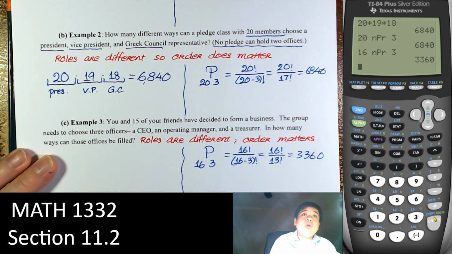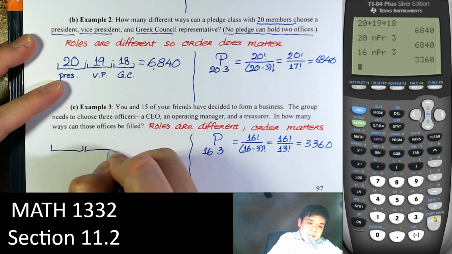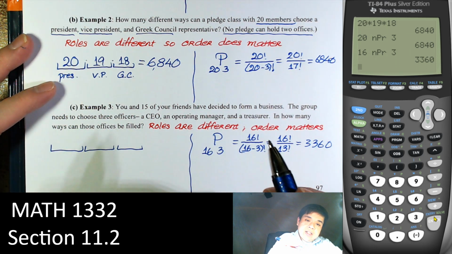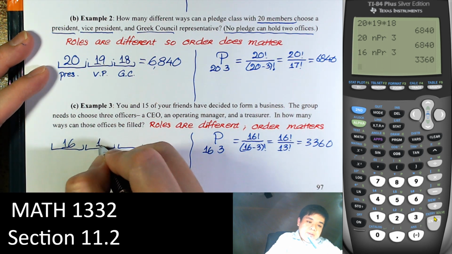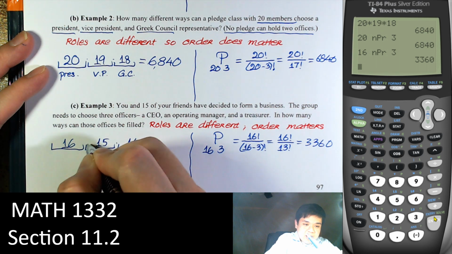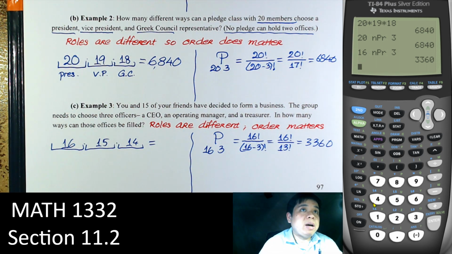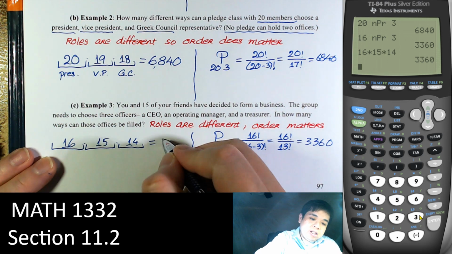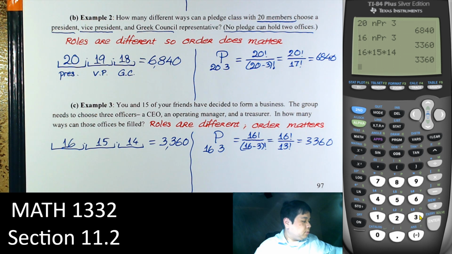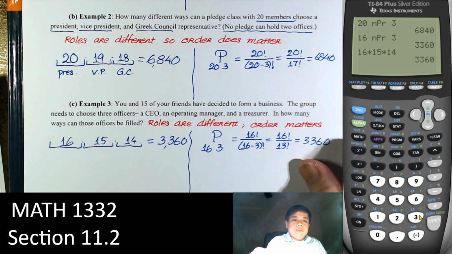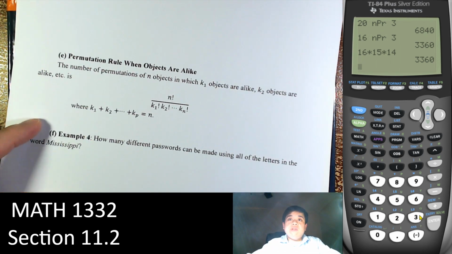Right. If you don't want to do it like that, remember there are 3 different positions. And then you can have 16 for the first part, 15 for the second, and 14 for the next. And multiply all of those 3 numbers. So that's 3360. Right, that's what we have. Right. So the key here is if the roles are different, the order does matter.